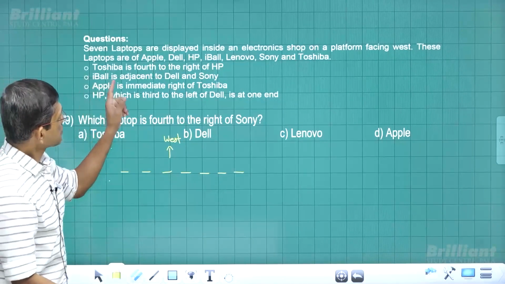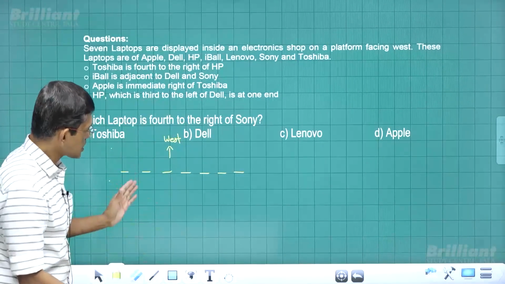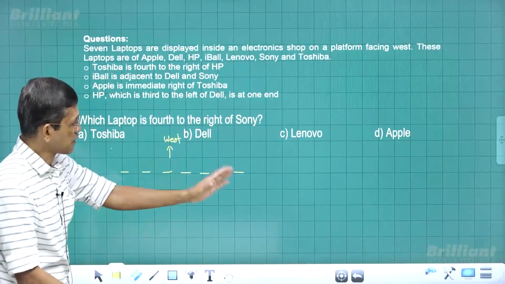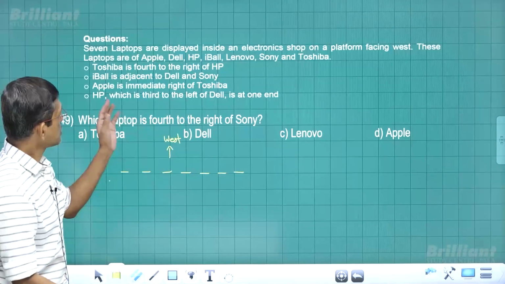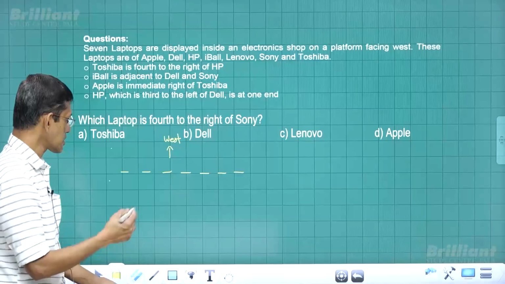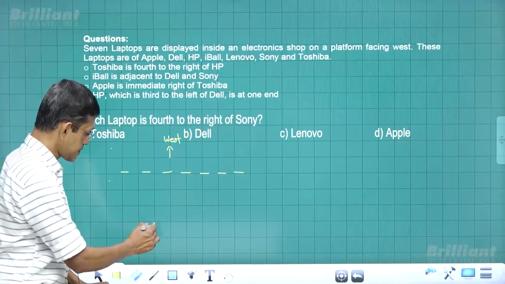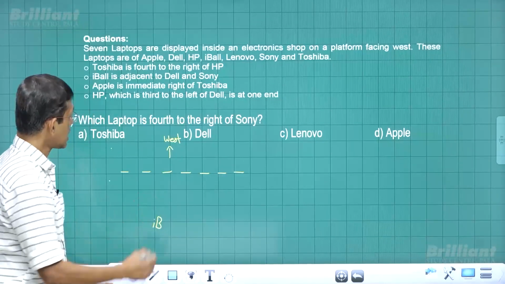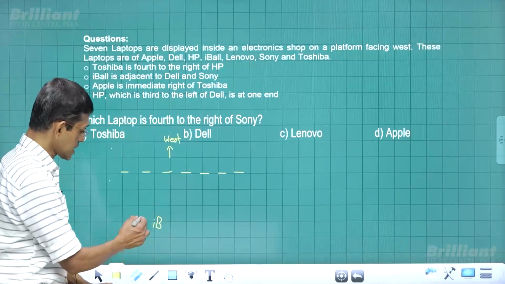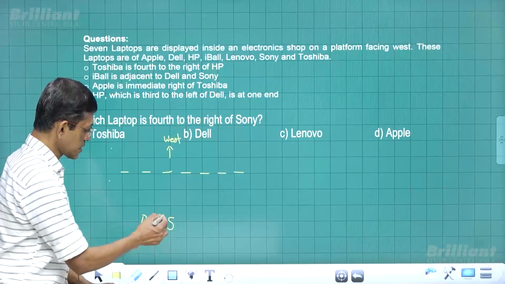Now, Toshiba is 4th to the right of HP. So wherever HP is, Toshiba is 4th to the right. Eyeball is adjacent to Dell and Sony. That means Eyeball, called IB, is adjacent to Dell and Sony. So on one side it's Dell, on the other side it's Sony.